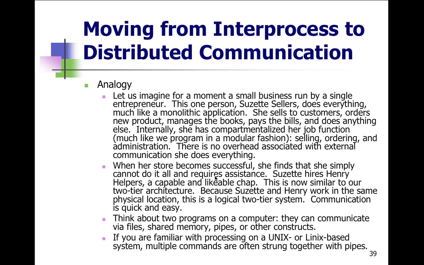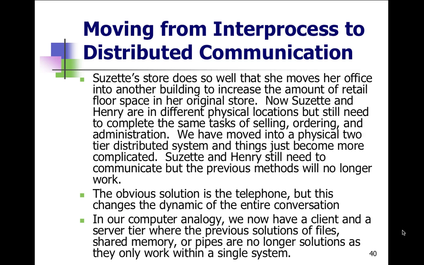In order to separate it all out and share the data, we have to have port abstractions, and we have to have a network connection in which we can actually send and receive and synchronize the information back and forth. And so here, think about two programs on a computer. They can communicate via files, shared memory, pipes, other constructions. If we're familiar with Unix and Linux systems, we have multiple commands that often are strung together with pipes. So the pipe abstraction helps you conceptualize how you're passing information between one application and another, because we can pipe it.